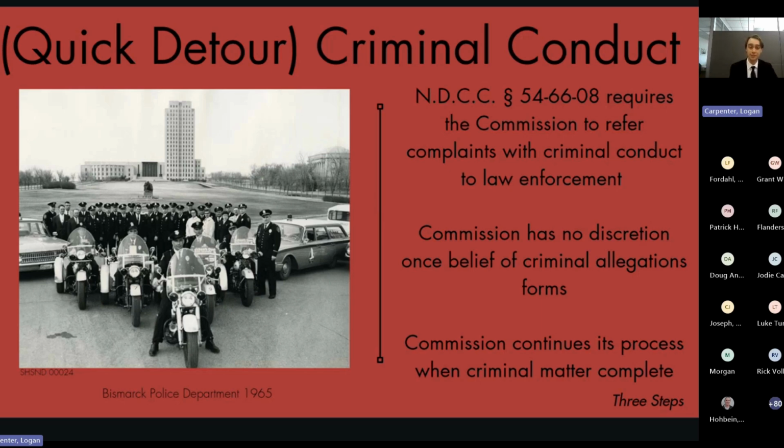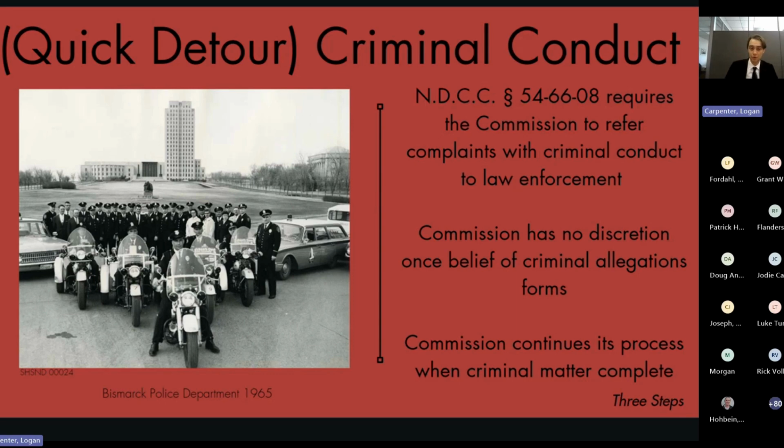If the law enforcement agency agrees to accept a referral for possible criminal prosecution, the commission may not take further action on the complaint until the law enforcement agency informs the commission law enforcement proceedings regarding the complaint are complete. If the law enforcement agency declines a referral for prosecution, the commission may investigate the complaint under the rules adopted by the commission, unquote.